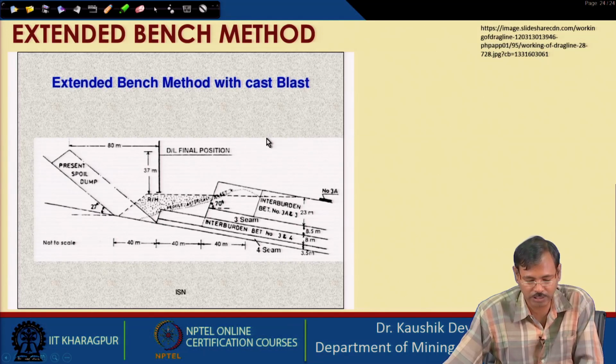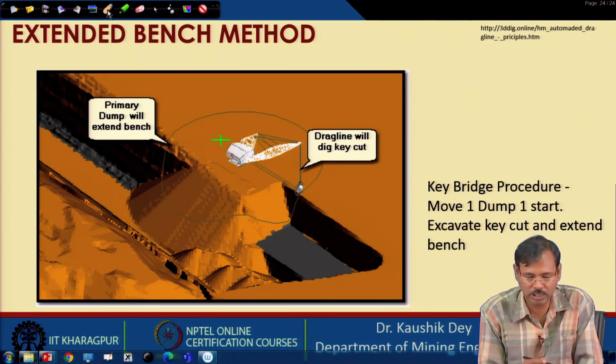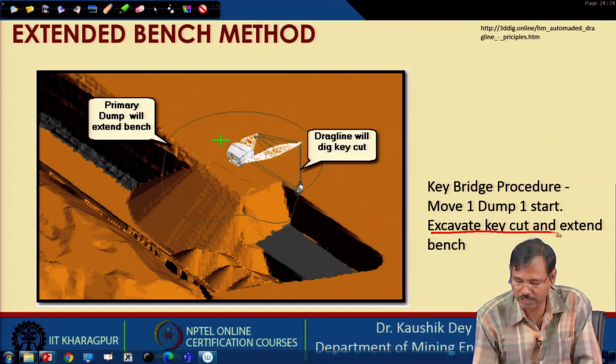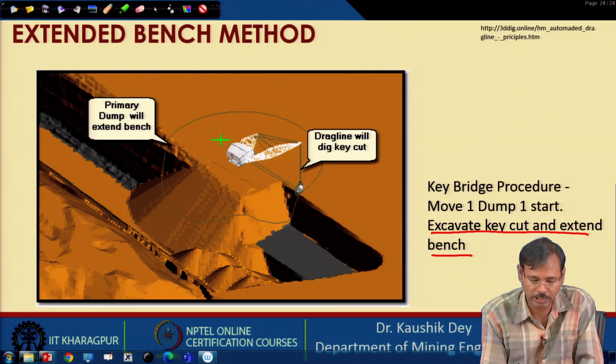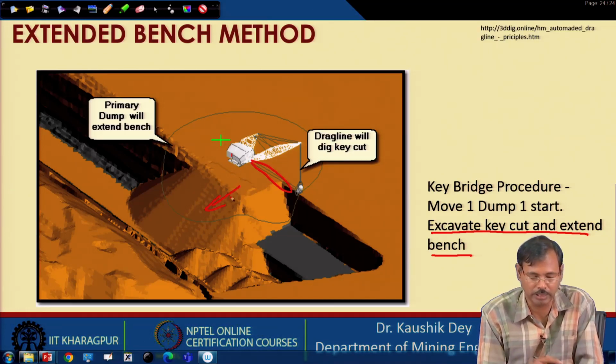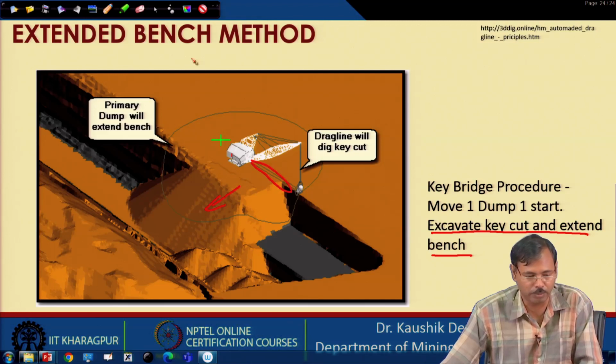This is another figure of the same. So, now let us look into this figure. You can see this is the primary dump, and this primary dump has to be extended first. So, the first job is to excavate the key cut and extend the bench. The key cut has to be made at this position and the bench has to be extended. So, that is the first requirement in the extended bench method.